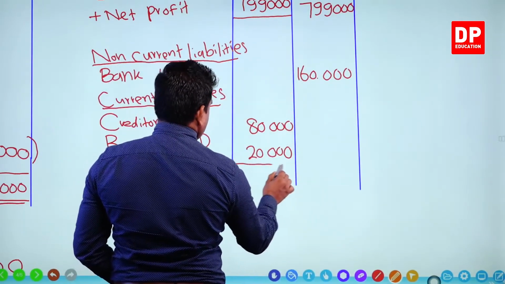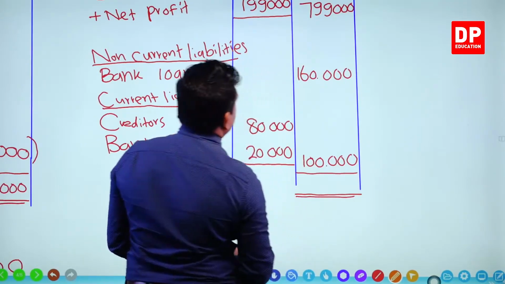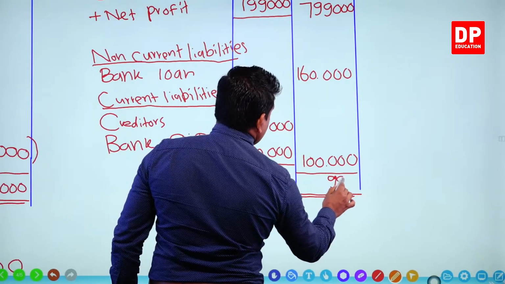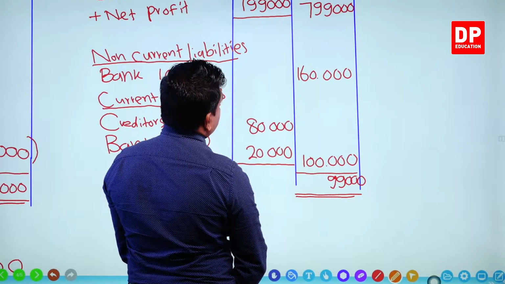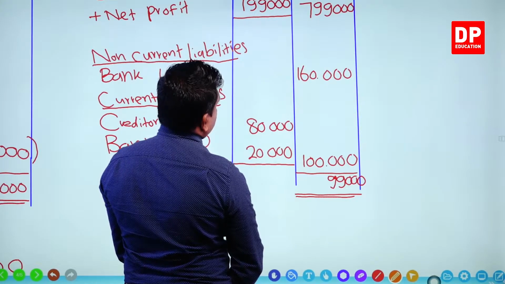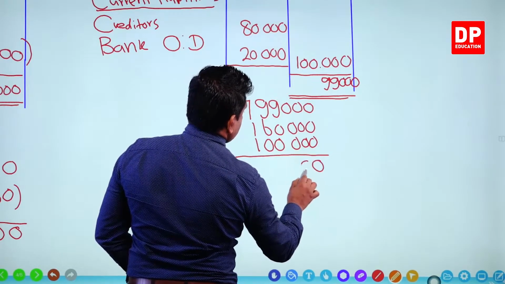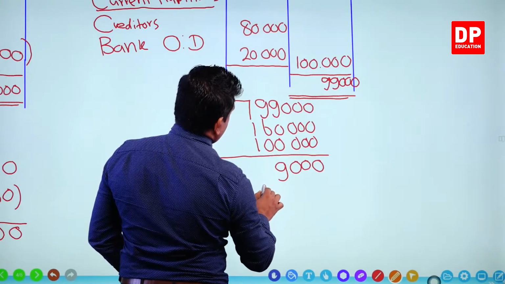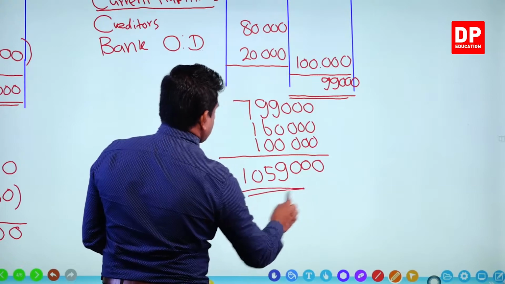This is 100,000. Then you can get the total of this area also, 99,000. $799,000, 160,000, 100,000. Zero, zero, zero, 9. $1,059,000, right?